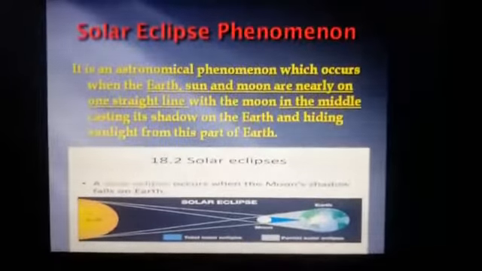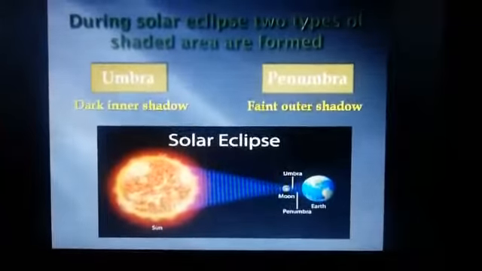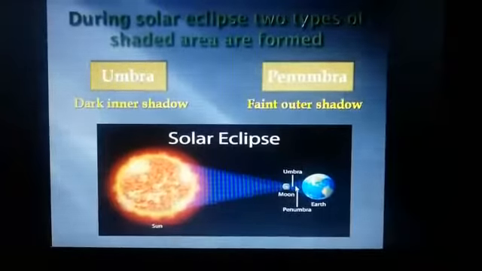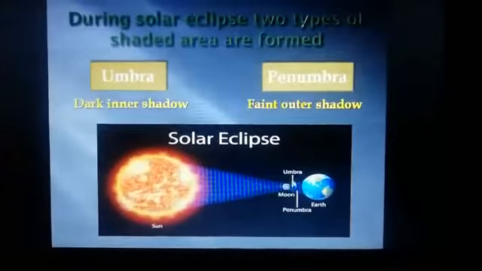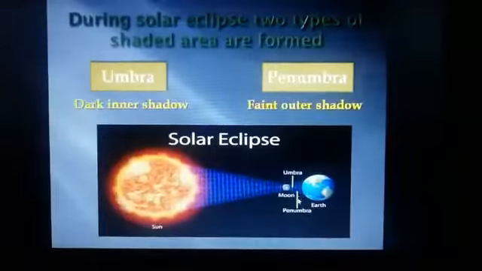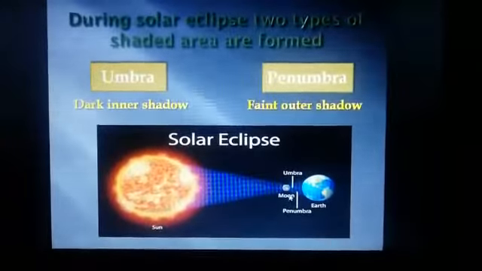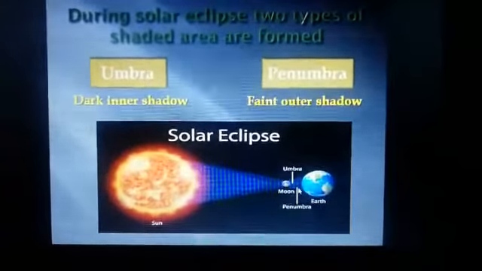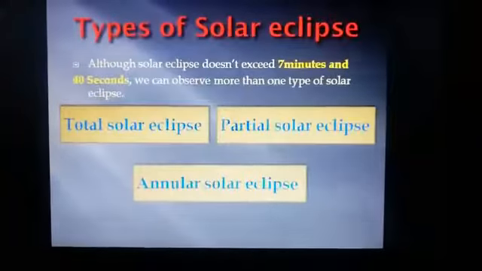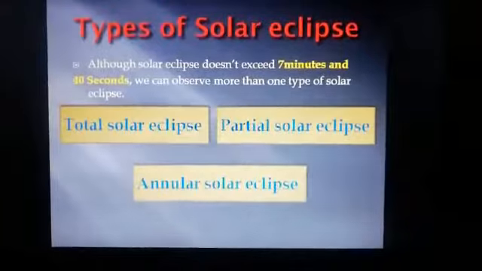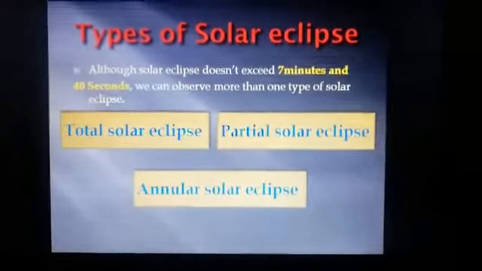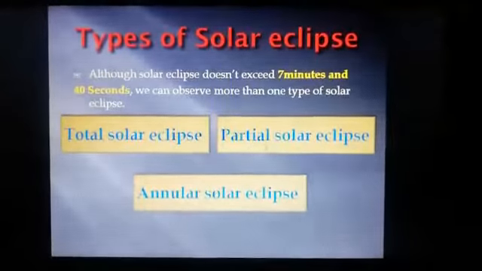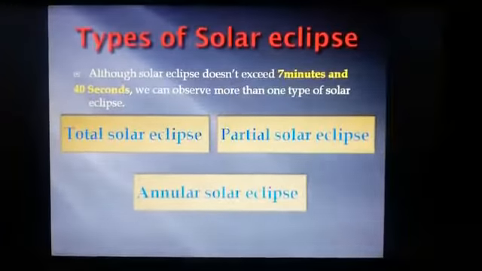In this case, Moon forms two types of shaded area, which are the dark inner shadow, known as umbra, and the faint outer shadow, known as penumbra. So we have two types of shaded area, which are umbra and penumbra. According to these types of shaded area, we have three types of solar eclipse, which are total solar eclipse, partial solar eclipse, and annular solar eclipse.